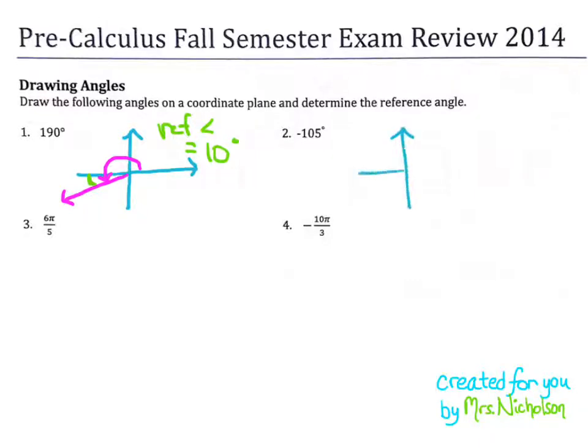All right, negative 105 degrees. Now this time we've got a negative angle that we need to draw. And if you remember, that means that we're going to start at the positive x-axis, but instead of going up, we're going to go down in the negative direction. And 105, that's a little bit bigger than 90 degrees. And so my terminal side is going to be right here in quadrant 3, and I'm going to draw my direction arrow to show that I went in the negative direction.